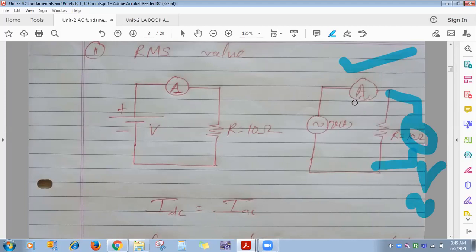So here, whatever the reading of the ammeter and whatever the reading of the voltmeter is displaying, suppose the ammeter reading is 1 ampere and the voltmeter reading is 220 volt. Can you tell me, are this 1 ampere reading of the ammeter and 220 volt reading of the voltmeter the peak value, peak to peak value, instantaneous value, average value, or RMS value? Which values do these meters represent?